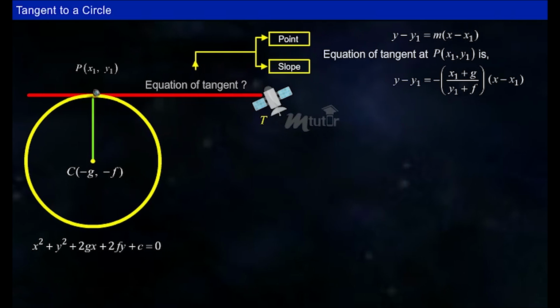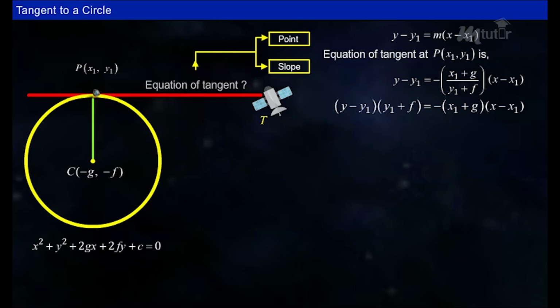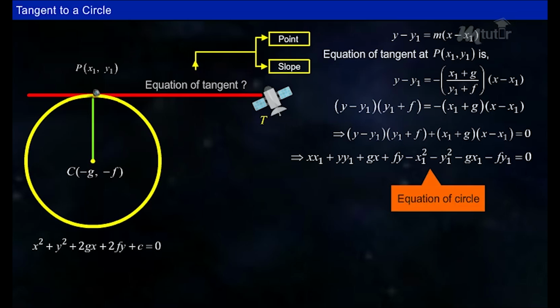We are aware of the equation of a line with single point P. Here, m is the slope of the tangent. Substituting the slope of the tangent in the equation and taking the denominator to the left-hand side, we get, on simplification, make the right-hand side as 0. Multiplying and rearranging the terms, we get, in our previous topics, we studied the equation of circle. Here, we will use the equation of circle to form the tangent equation.